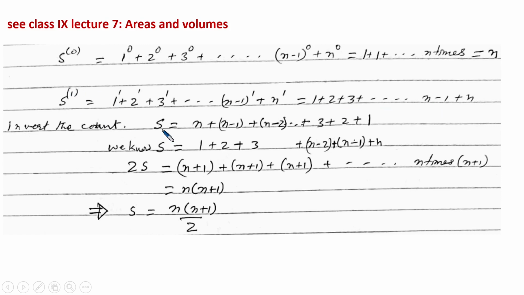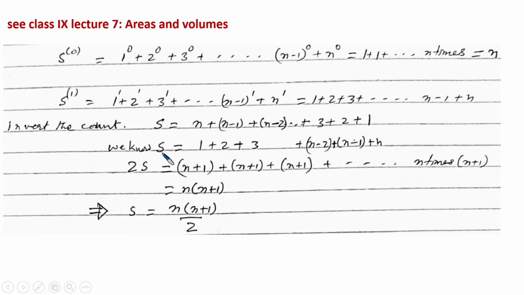So this sum I can also write reversed, as n plus n minus 1 plus n minus 2 and so on. And when you add them, you have n plus 1. Then n minus 1 plus 2 is n plus 1. n minus 2 plus 3 is n plus 1. So you will have n of these things, n times n plus 1.